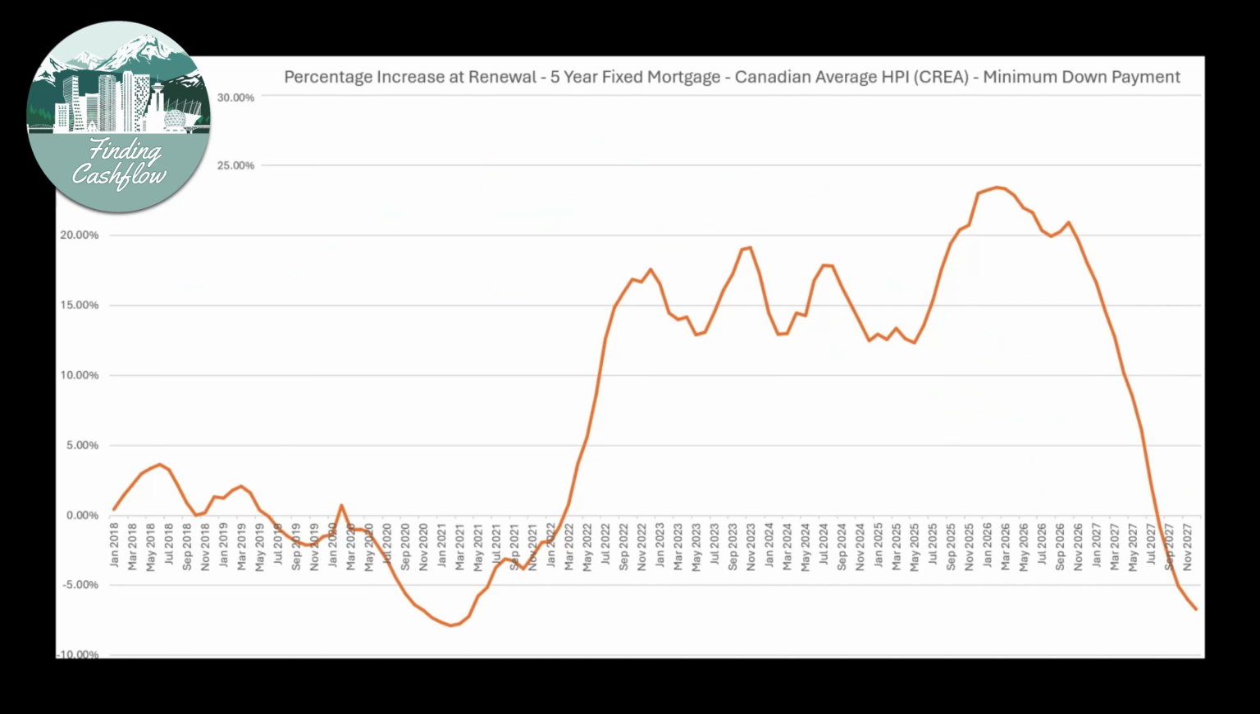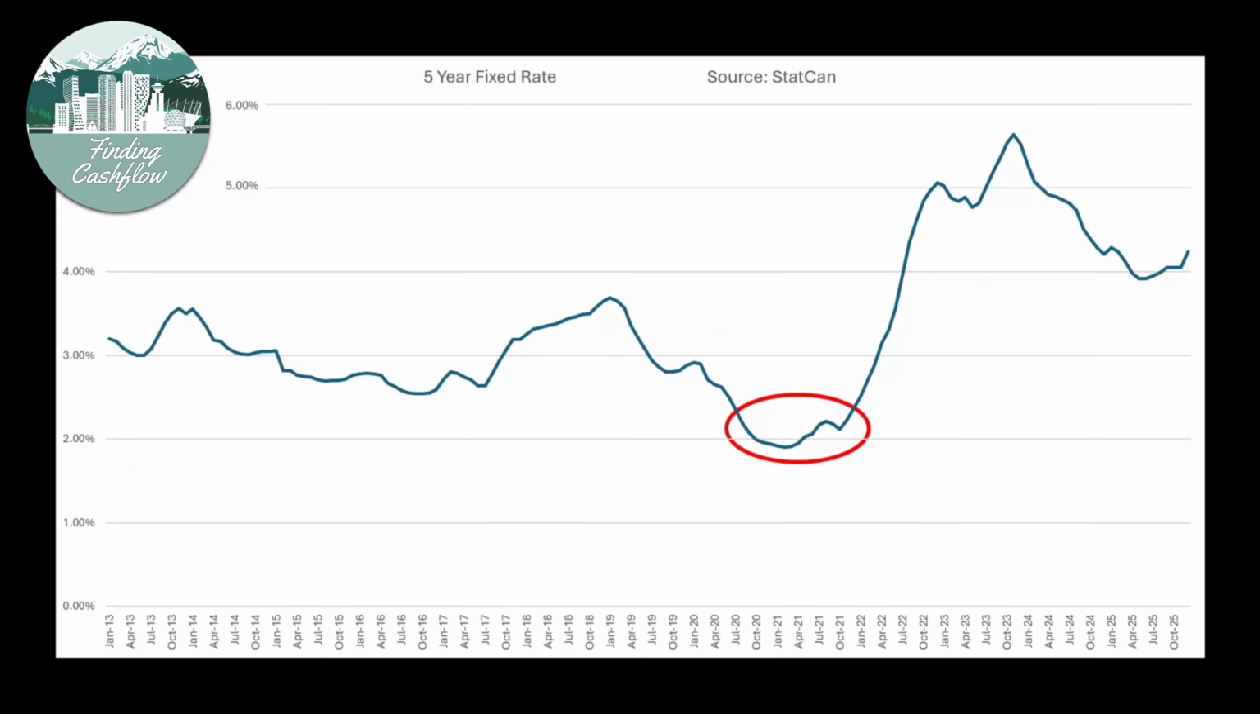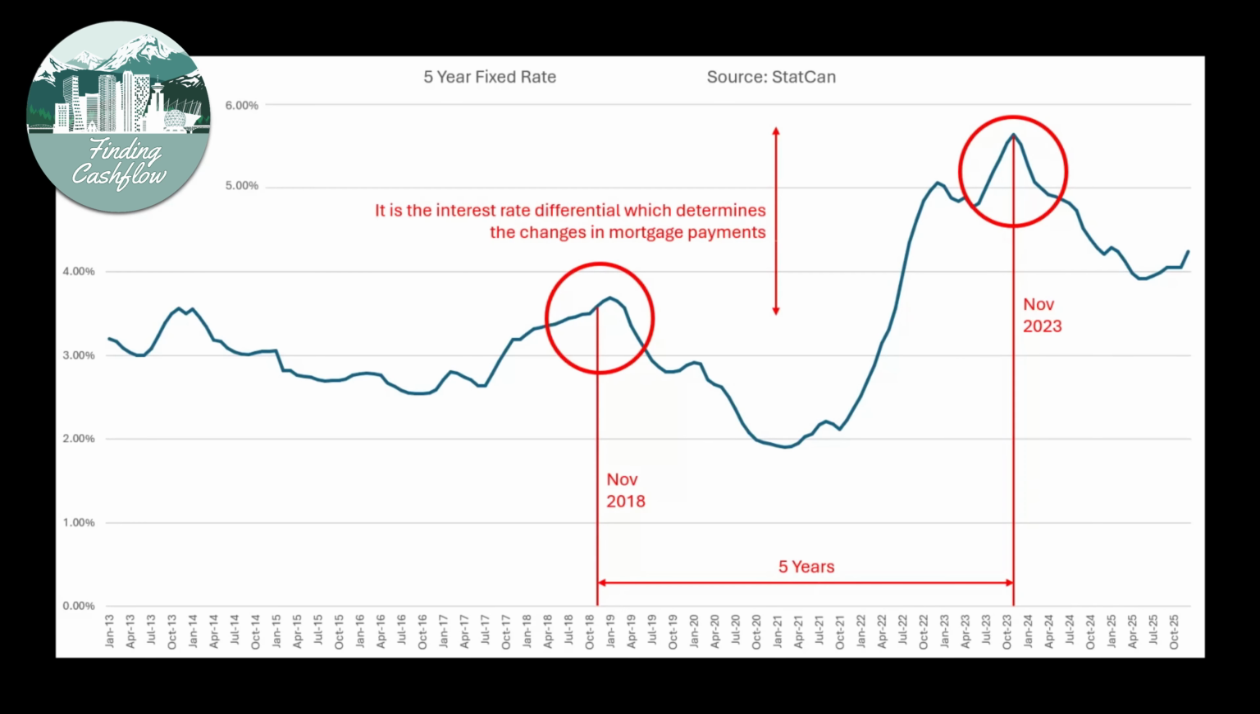So let's now look at why there has been a substantial jump in mortgage payments upon renewal for the 5-year fixed mortgage here in Canada in the second half of 2025, as well as for the first half of 2026. Essentially, this is because these are the mortgages which are renewing from the all-time low rates of late 2020, as well as for the majority of 2021. The percentage increase in mortgage payments is solely dependent on the differential in rates between origination of the mortgage and renewal of the mortgage. And even though the 5-year fixed mortgage rate peaked in 2023, these mortgages were originated at the relatively high rates of 2018.